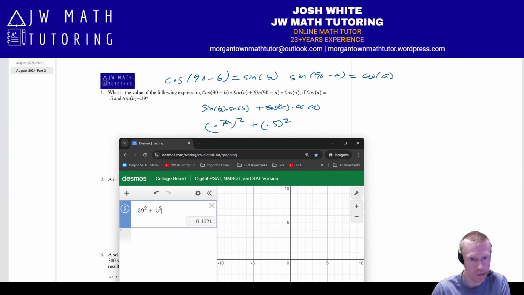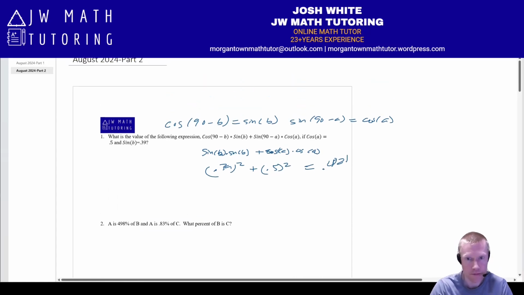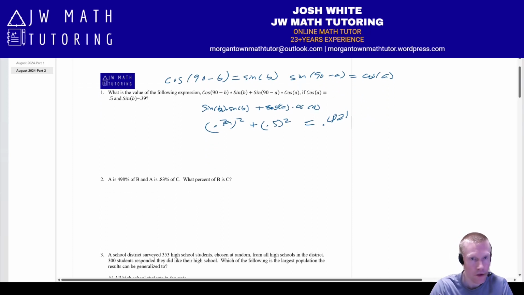So the final answer would be you could enter 0.4021, or you could technically put the leading zero in front of it. Again, .4021, or you could technically also write 0.4021 if you want to put the zero in front of it. Either of those would be considered acceptable.